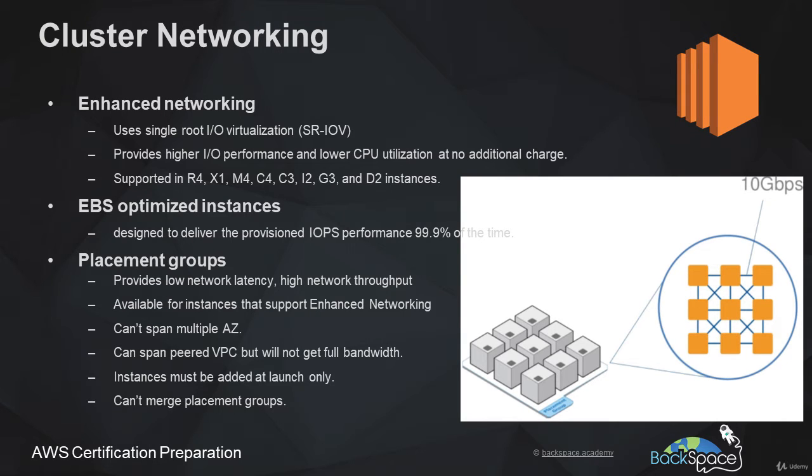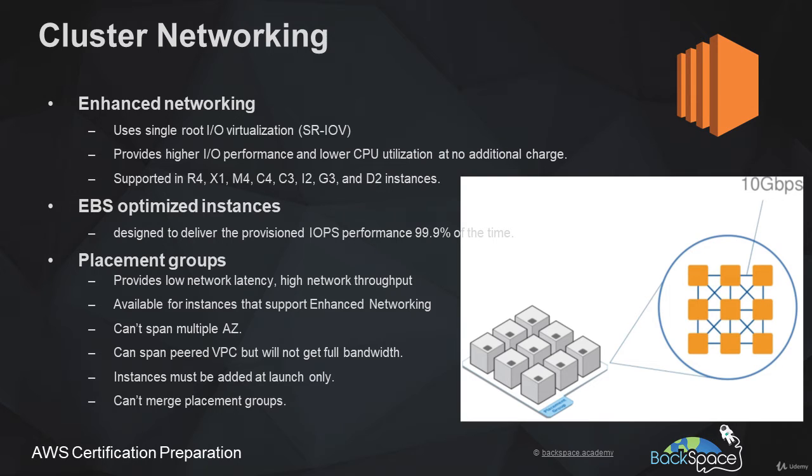If you're running large distributed applications that have processes running across multiple compute resources, then you should consider taking advantage of cluster networking to improve the efficiency of that. Now, a number of EC2 instance types, generally the larger types, have enhanced networking capability. That uses single root I/O virtualization, or SR-IOV, and that provides higher I/O performance and lower CPU utilization, and that is at no additional charge.